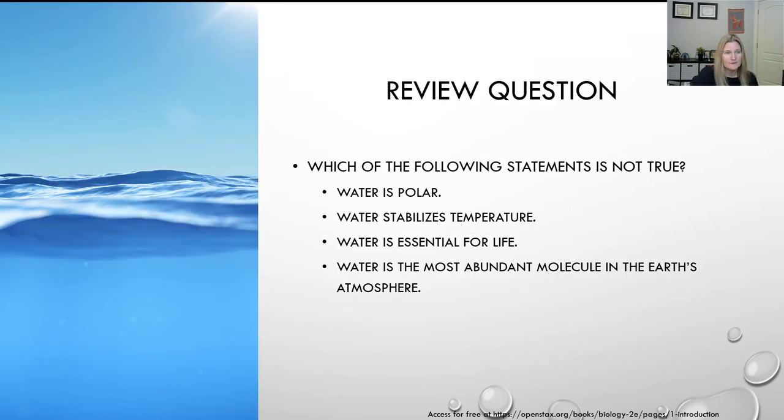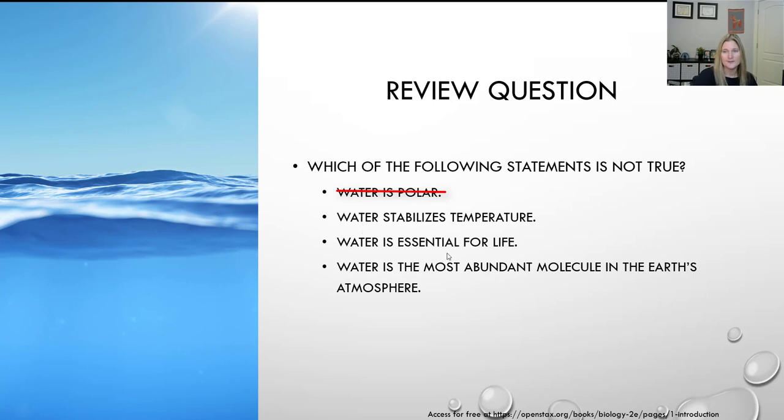So let's go ahead and finish off this section of chapter 2 with some review questions. Which of the following statements is not true? Water is polar. Is that true or false? Well, water is polar. Remember, it's a polar covalent bond that holds the oxygen and hydrogen together. So this is a true statement.